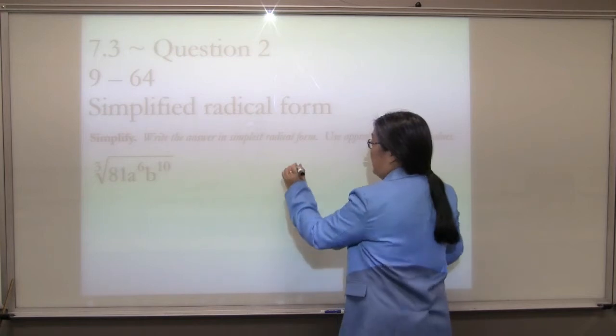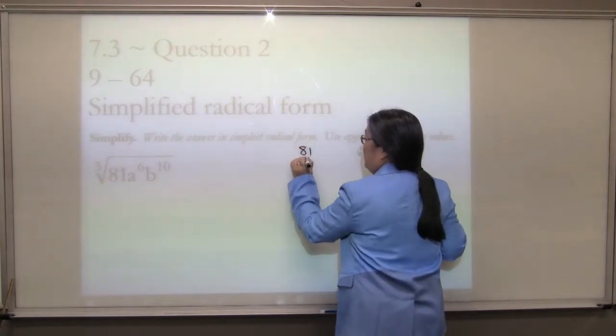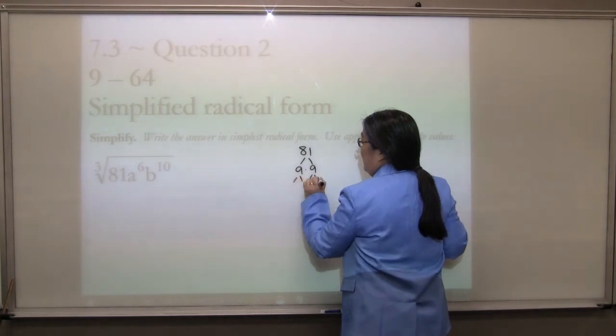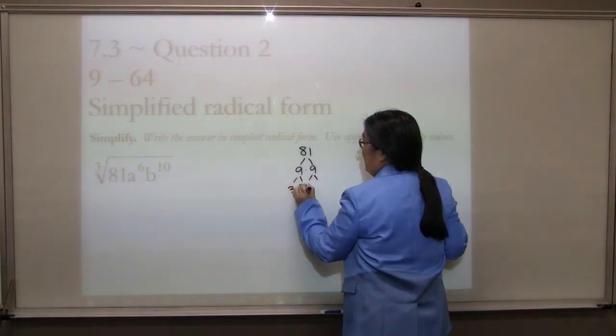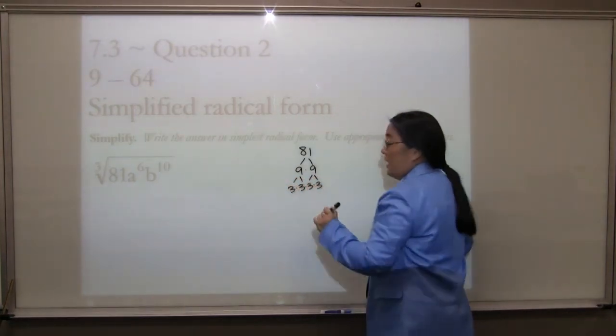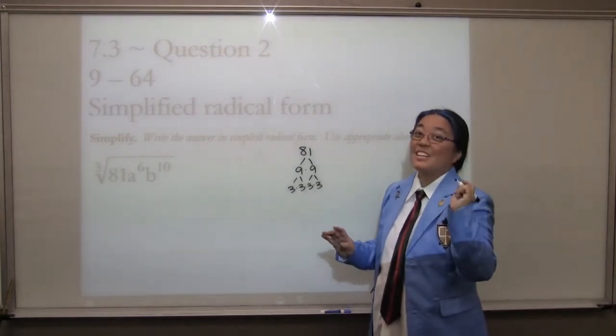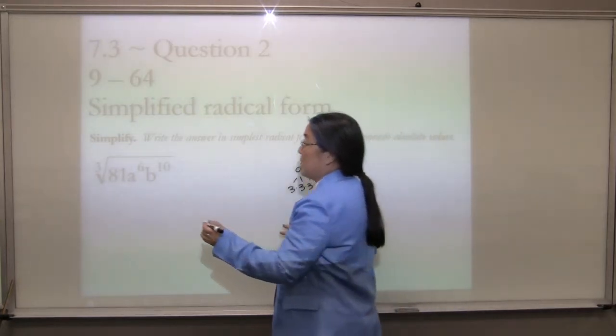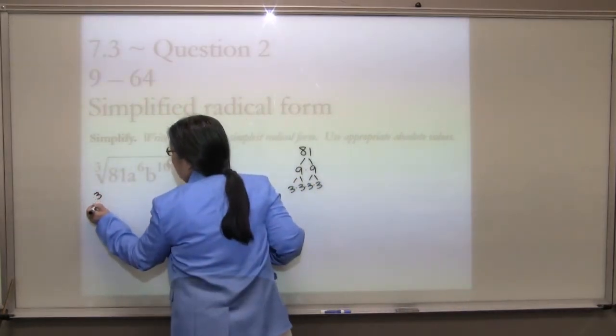81, we have to see how 81 breaks up. 81 breaks up into 9 times 9. And hey, 9 breaks up into 3 times 3 and 3 times 3. I have a lot of repeated numbers. That is a wonderful thing when simplifying radical form. So I have 3.